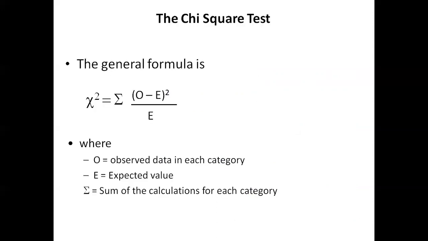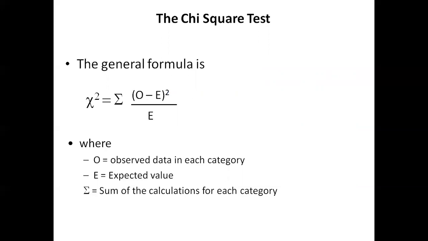Okay. Now comes the general formula for calculating the chi-square test. The chi-square is equal to the summation of (observed value minus expected value) whole square, divided by expected value. Here O stands for the observed value, which is given to you in the question.